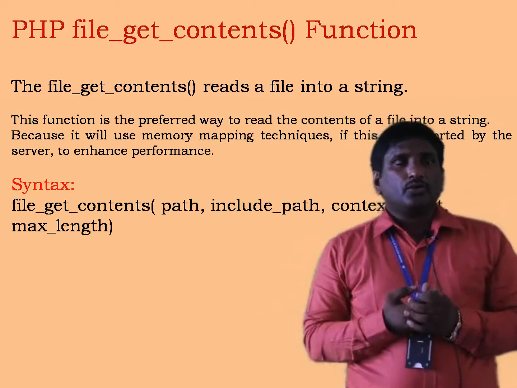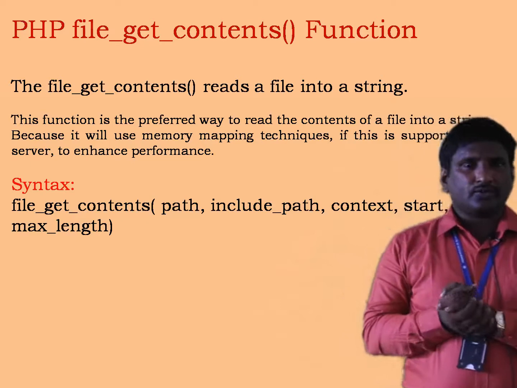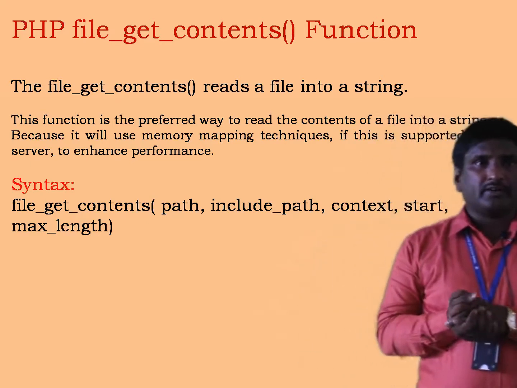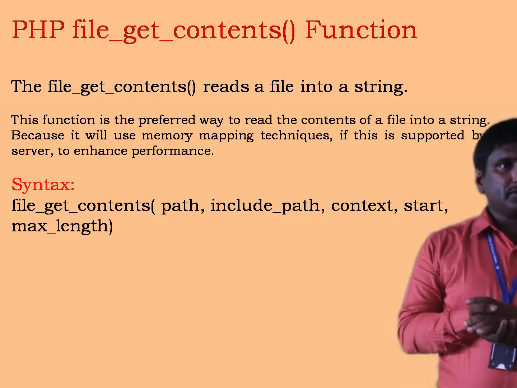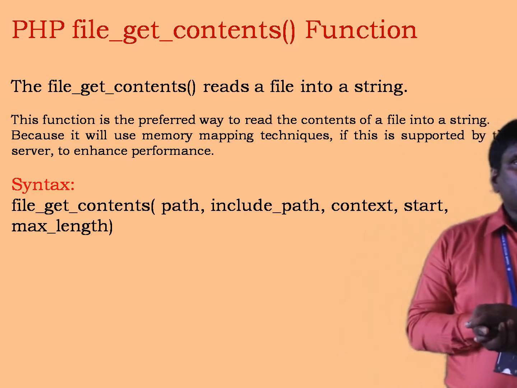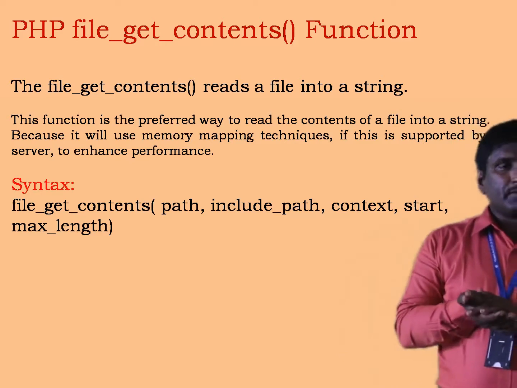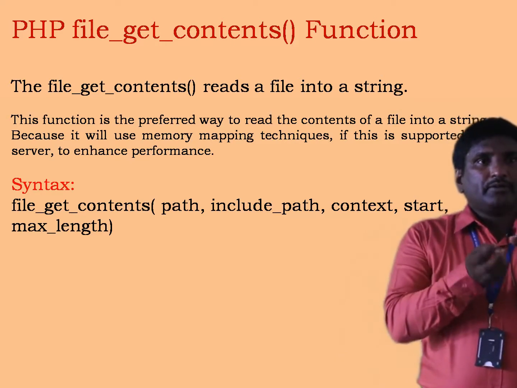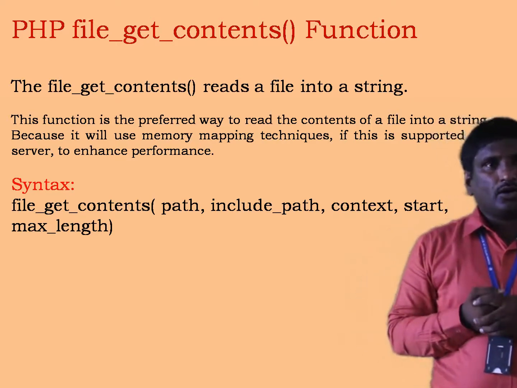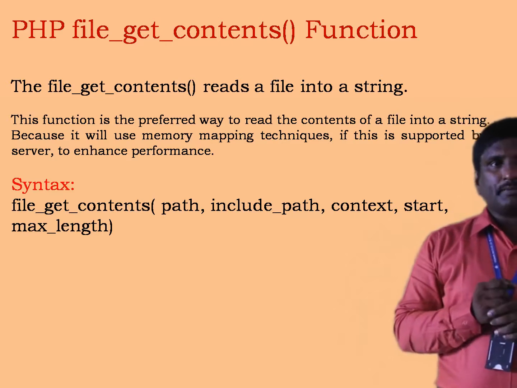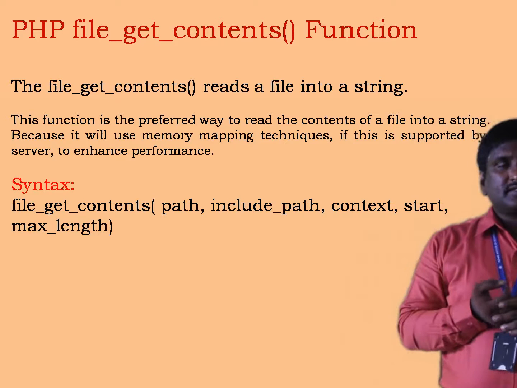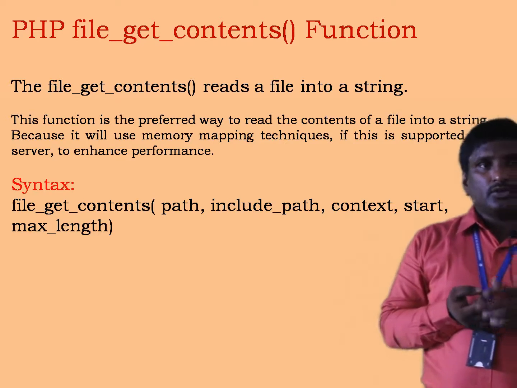Next, one more function, the file_get_contents function. This function is preferred to read the contents of a file into a string, because it uses memory mapping techniques, if supported by the server, to enhance performance. So by using file_get_contents, we can read the contents of the file. It has the parameters path, include_path, context, start, and max length.